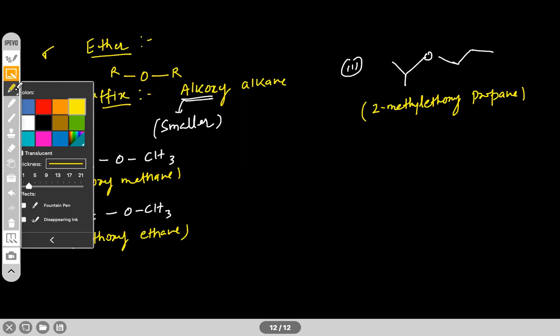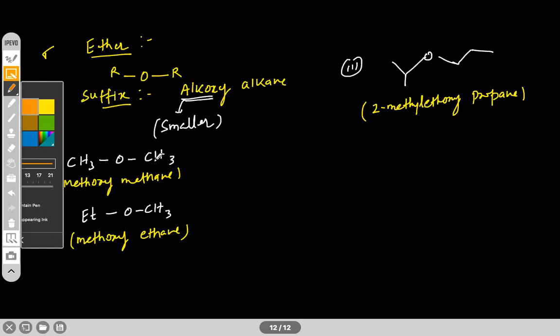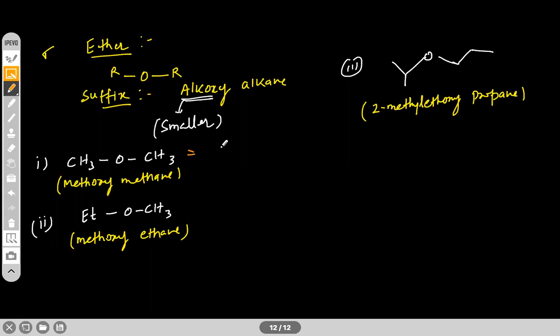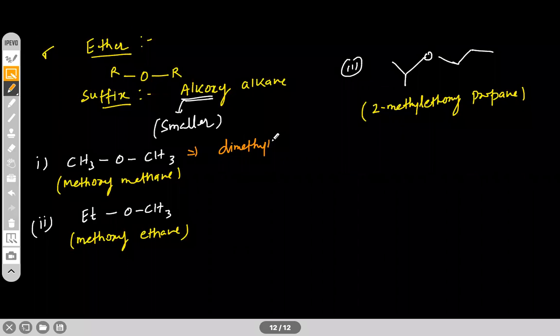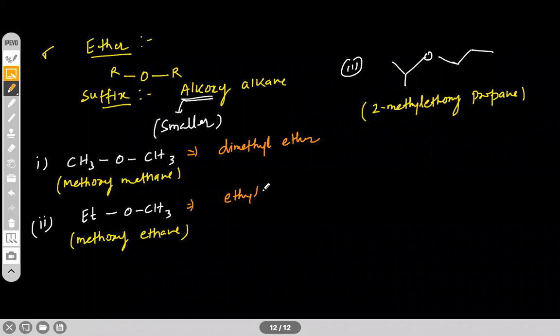You know the common name of this compound is dimethyl ether. Dimethyl ether is the common name. For this one, it is ethyl methyl ether. Alphabetically, we'll write ethyl methyl ether, the common name. This one is methyl ethyl propyl ether.